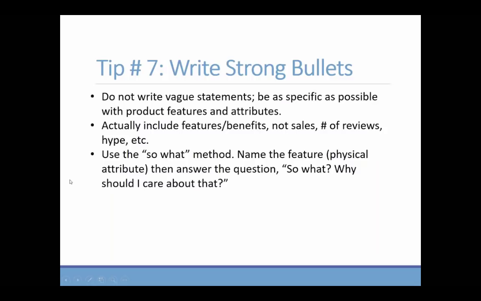I use the so what method to come up with features and benefits. So for example, if the feature, the physical attribute of a desktop calculator is that it has a backlit LED display, then I ask the question, so what? Why would I care about a calculator that has a backlit LED display? And the reason is because you can use it in dim lighting or when there's very little lighting.